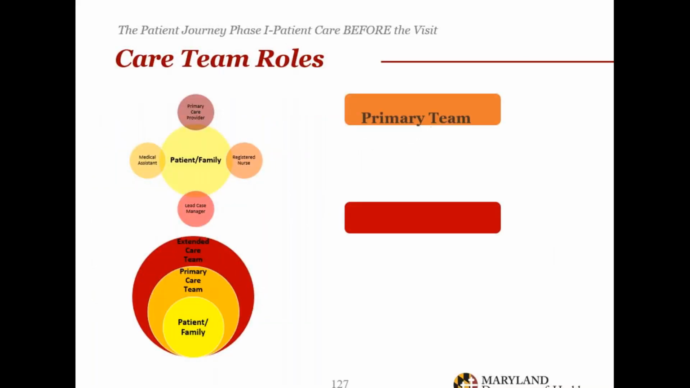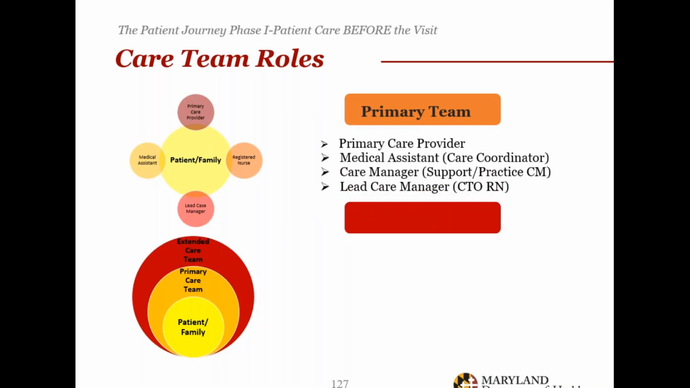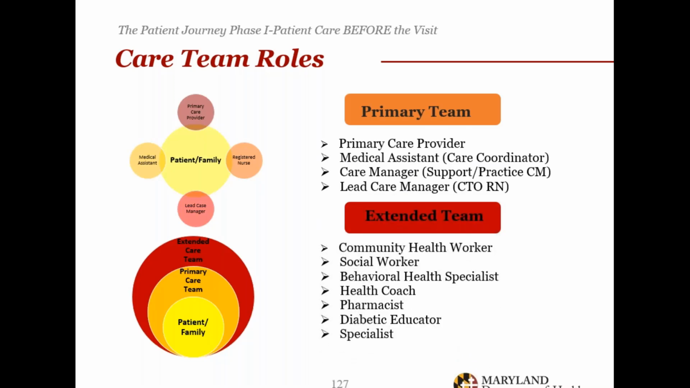This next slide actually just shows that you may have the primary team at the core. These are the folks who touch the patient, who have encounters with patients more often. But again, as we said, there's an extended team. That could be the CHW who they need once in a while, the social worker for only those who have behavioral health needs, maybe, or social needs, a health coach for those who need to be on a diet, addressing their nutrition, a diabetic educator for your diabetic patients, and things like that.